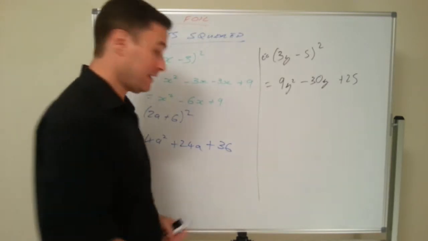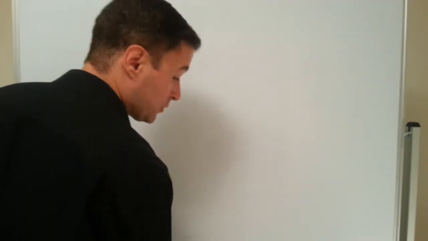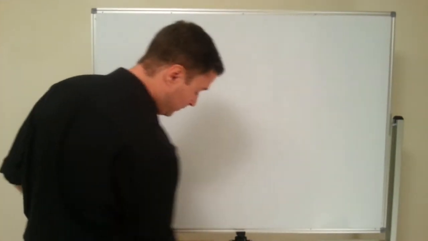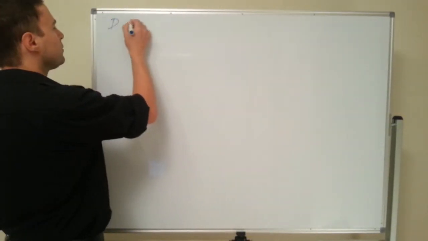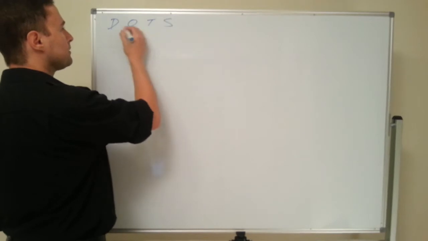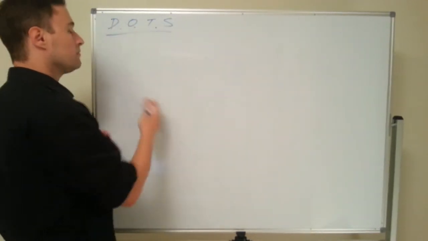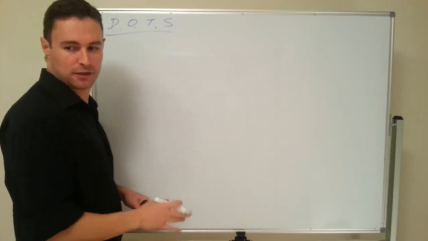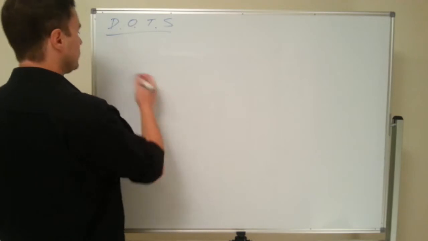Okay, and then let's look at the next one. And the next one is even easier than this one. And it's the difference of two squares. Now, if you saw the last video, you would see how easy this is. I call it difference of two squares. Now, the answer is the difference of two squares. The original multiplication is not the difference of two squares.